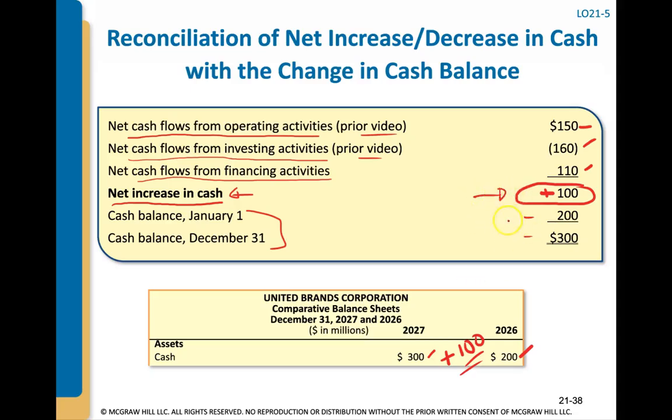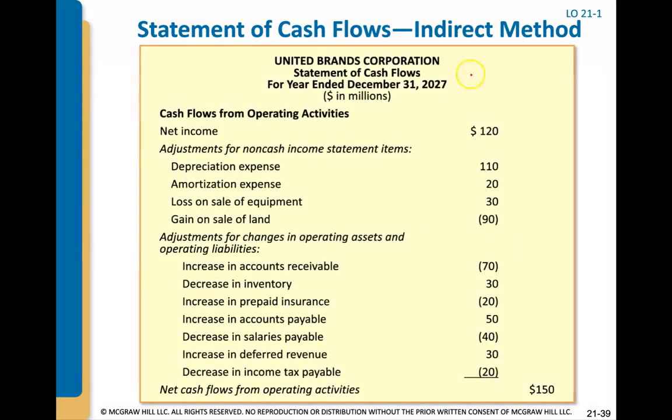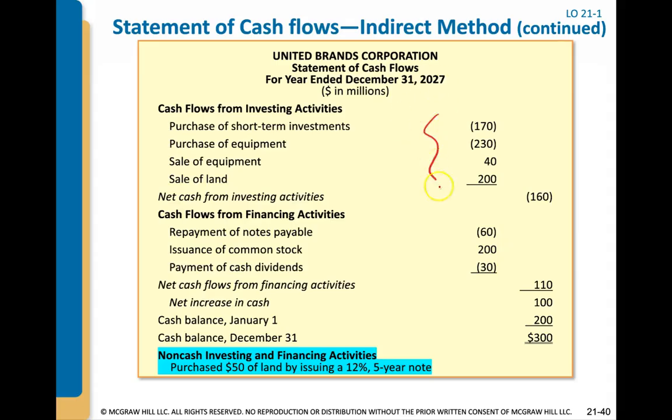And then finally, here's the completed statement of cash flows where I have my operating activities and everything listed, my investing activities, my financing, my net cash inflow compared to prior year and current year cash account. And then this is what I was talking about earlier. It's not a disclosure note, it's on the face of the statement of cash flows for non-cash investing and financing activity. And this is where we list the purchase of $50 of land for that note.